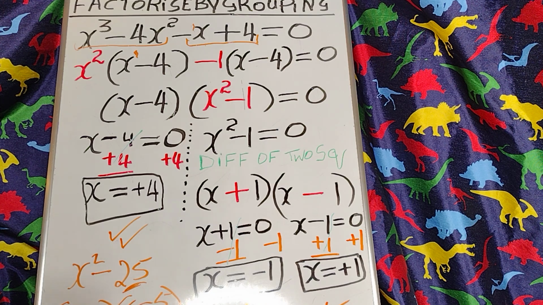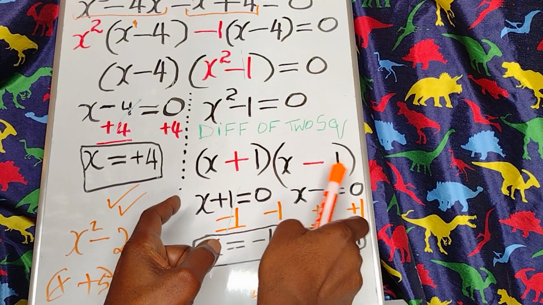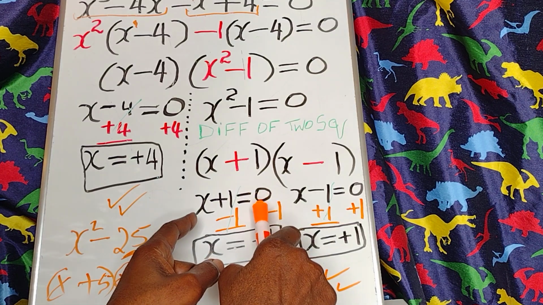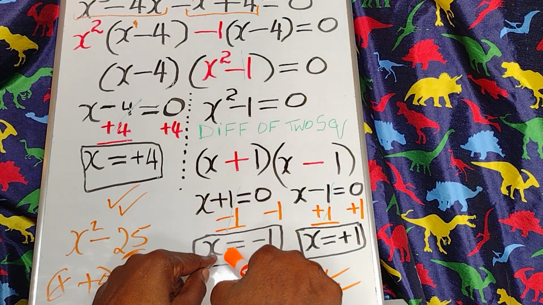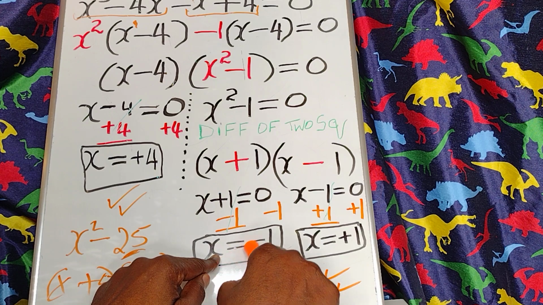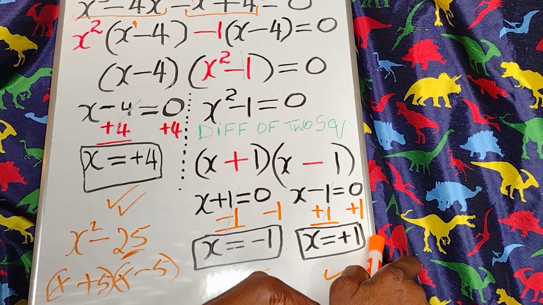Now one must be positive, the other one must be negative. So in this case, that is what we did here. We took it outside. We want x to be by itself, and we end up having x is equal to negative 1 and x is equal to positive 1.